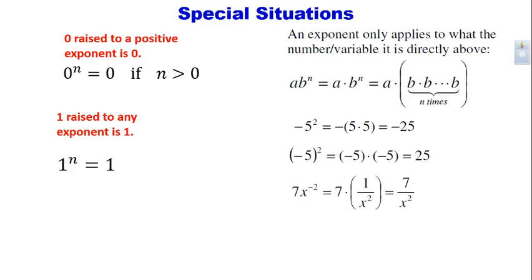And here's another example: 7x to the negative 2. That negative exponent is only for the x, not for the 7. So it's really 7 times x to the negative 2, which I can then write as 7 times 1 over x squared, which is 7 times 1 over the x squared at the bottom.